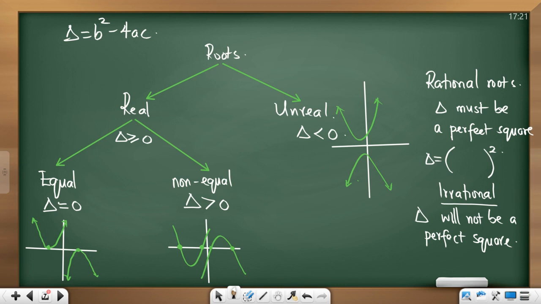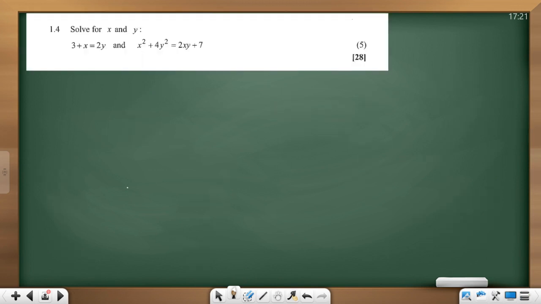Now let's move on to, I think it's simultaneous, the next one. Ooh, we're still on question 1. All right. 3 plus x equals 2y. I think we can simply simplify by saying x is 2y minus 3.